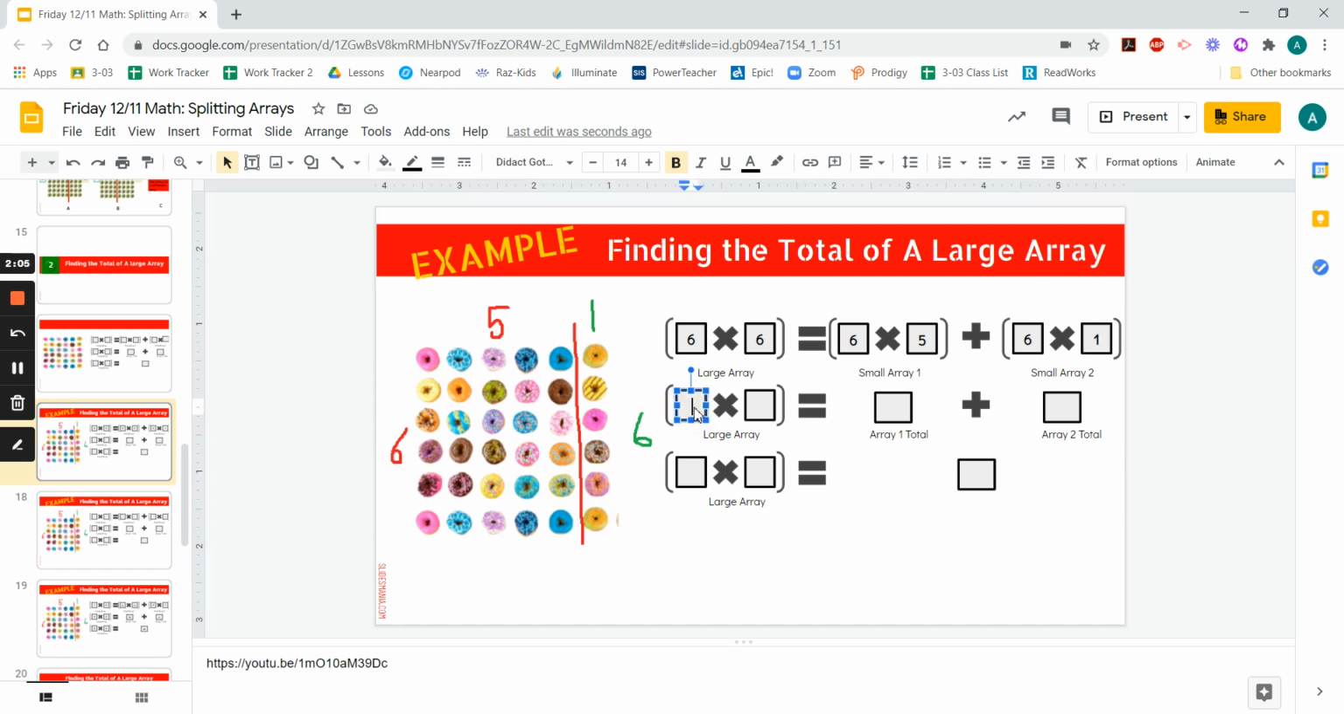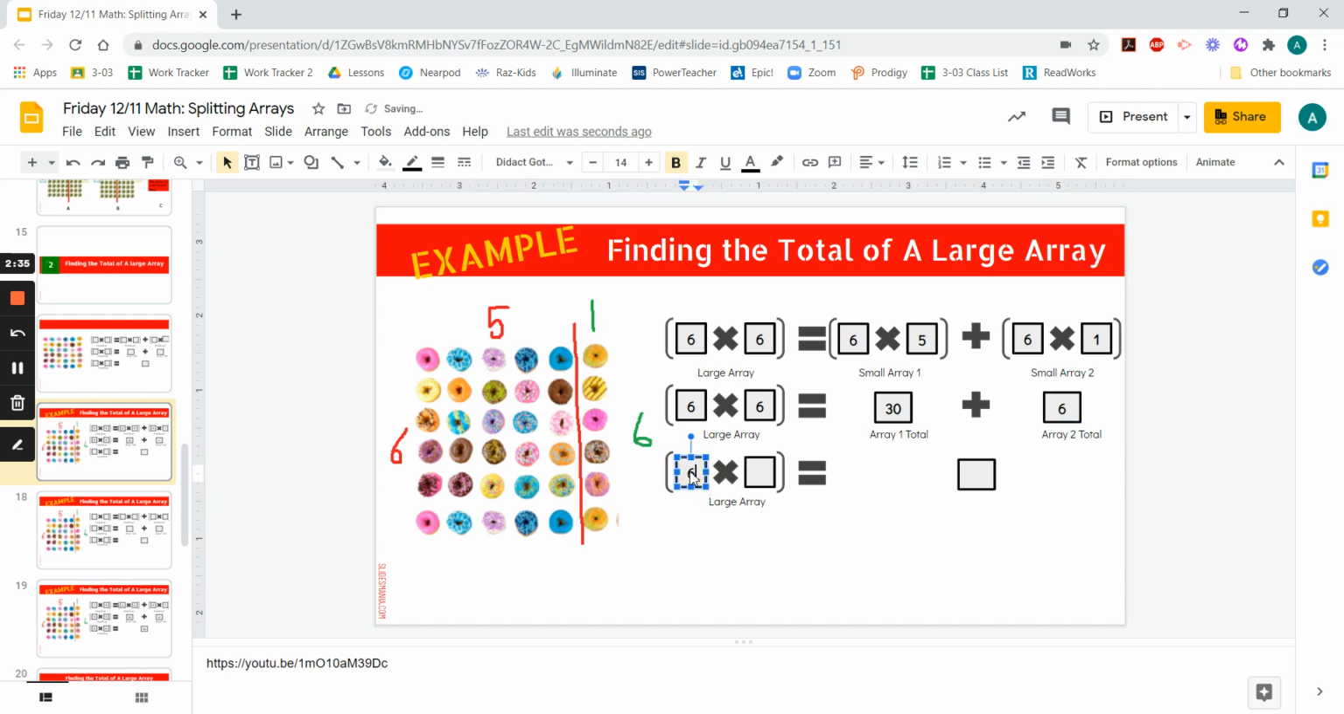I'm still looking for 6 times 6. But now I know the answer to my small arrays. 6 times 5 is skip counting by 5, 6 times. 5, 10, 15, 20, 25, 30. Look how easy that was because it's easy to skip count by 5s. 6 times 1 is 6 because whenever a number is multiplied by 1, I know that I need to get the number back.